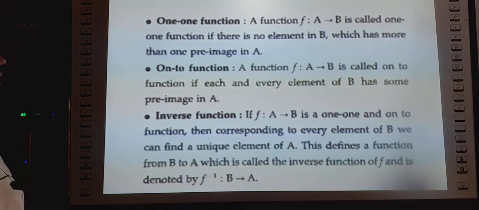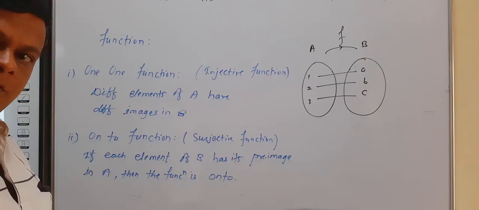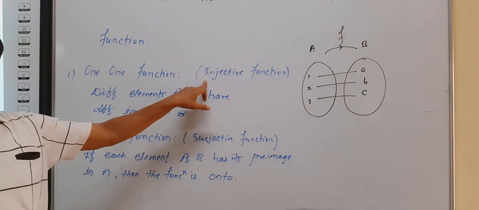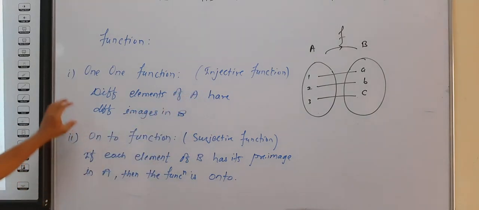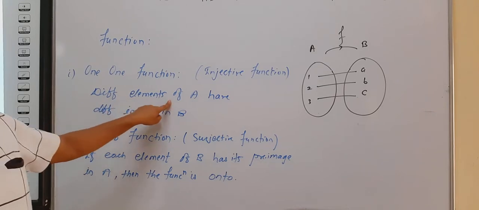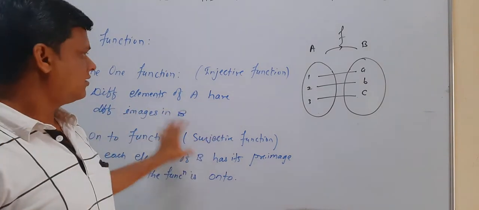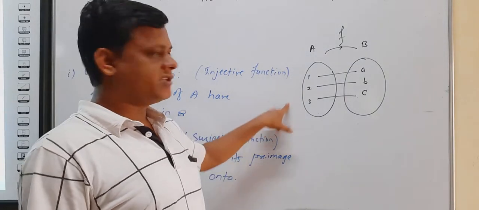So we call one-one function and onto function as injective function and surjective function. So the inverse function is a bijective function. So we write one-one function as injective function. So the definition we write in this way also: different elements of A have different images in B. So we see this by considering this example.